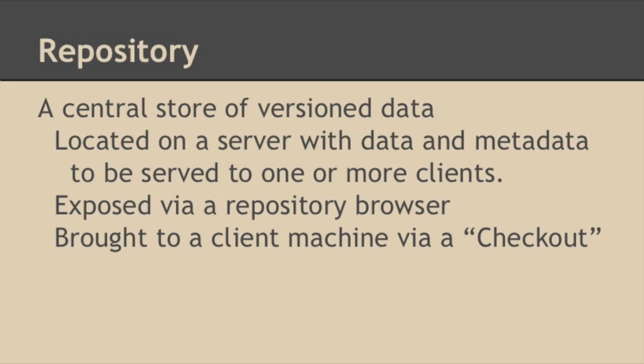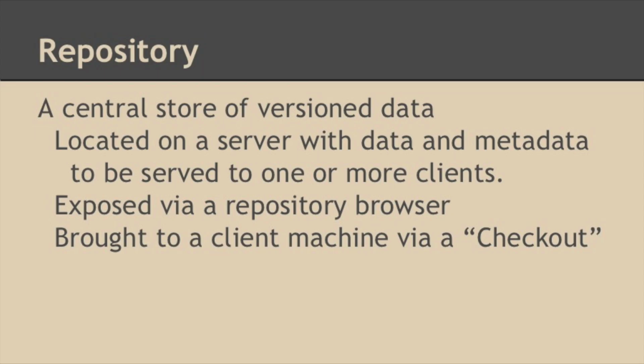So how does it work? What does Subversion look like? So we're specifically talking right now about the Subversion version control system. Some terms: repository. Subversion repository is the central store of the version data. You could think of it as the server that the clients pull the data from. You can get to it via the repository browser, and you get it onto your machine via a process that we call a checkout. There's also a web view of our version control system that you can look at.